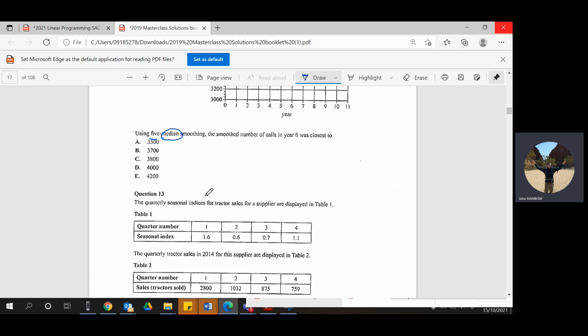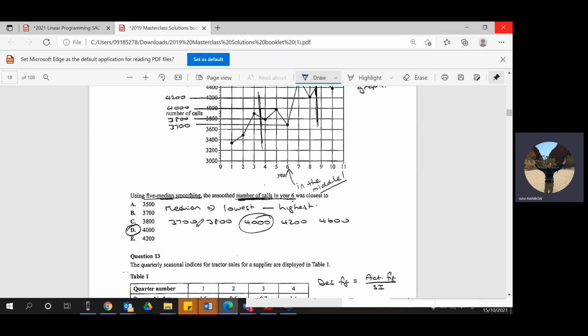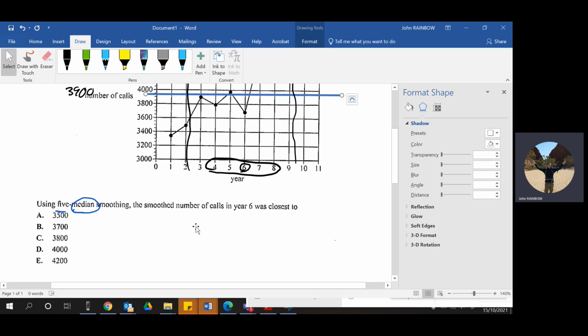Let's see how I went. Hopefully I got that right. It'd be terrible if I got it wrong. Excellent, D. Cool. We're going to give you guys one to try.